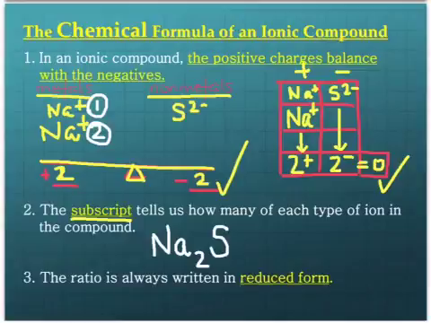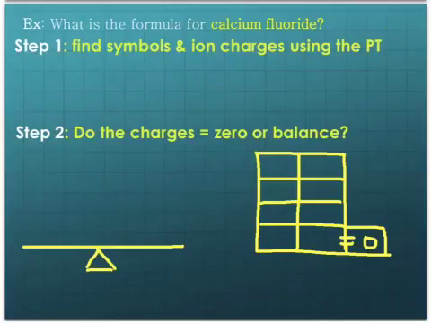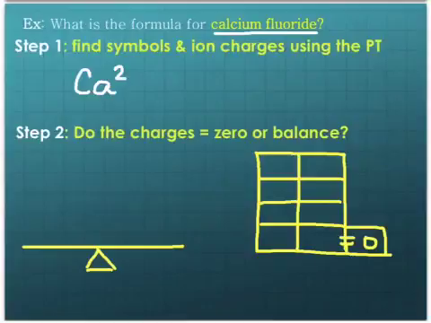Okay, let's walk through a few examples. So we're looking at calcium fluoride, and when I looked these up on the periodic table, I know that calcium has an ionic charge of +2, and fluorine has a charge of -1. So my second step is to ask myself, do the charges equal 0 or are they balanced?